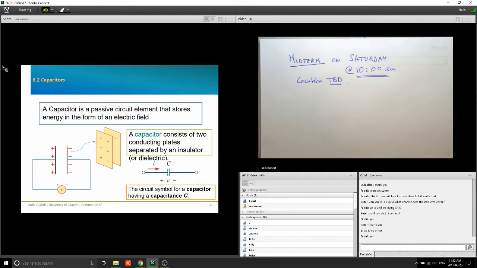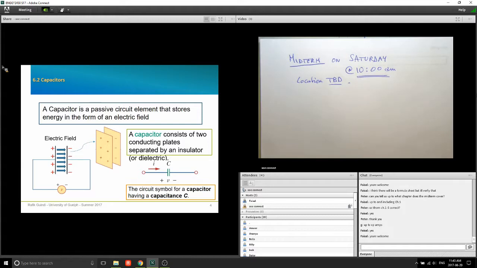Now, when you have two plates like that, where on one side you have a surplus of positive charge, and on the other side a surplus of negative charges, you get an electric field in between those two plates. The electric field extends through the dielectric or the insulator, okay? This is how the energy gets stored. The energy is stored inside the electric field. And a stronger electric field means more energy stored in it. Now we have a symbol for a capacitor. It's those two parallel lines.